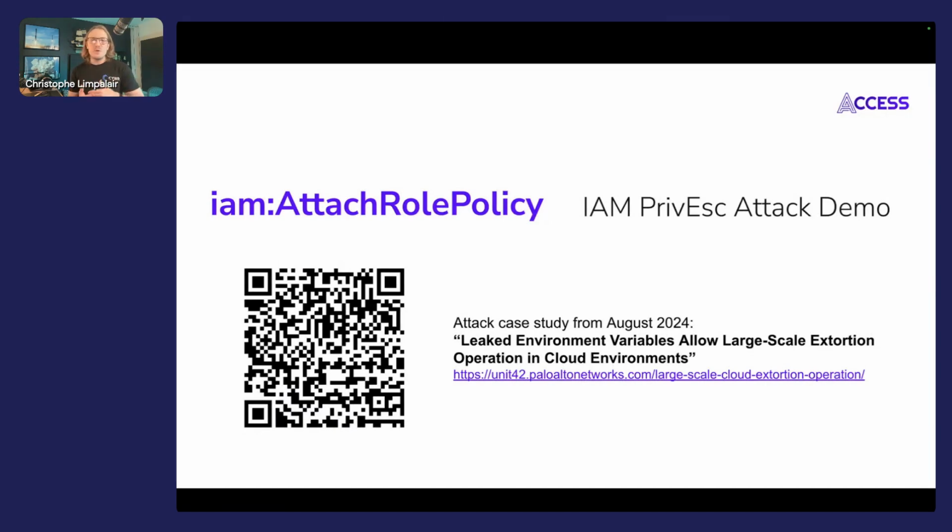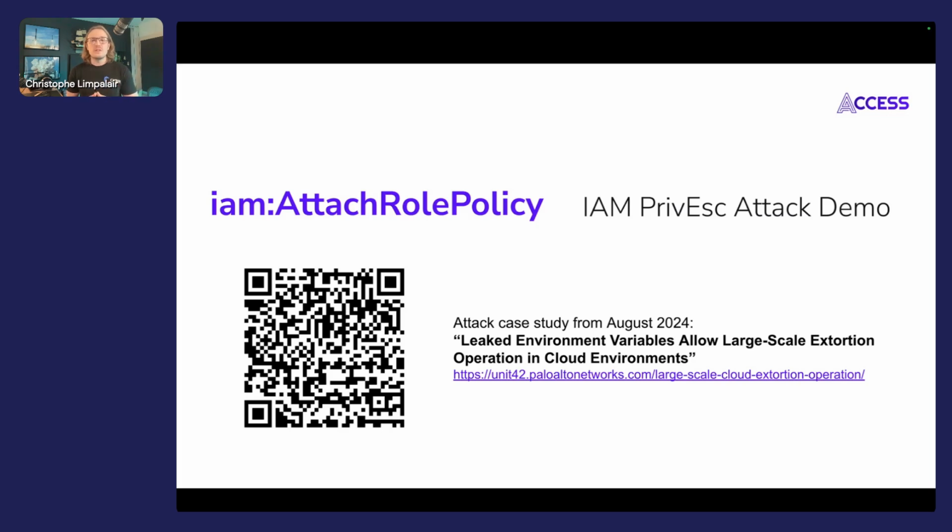And then in August, I woke up to an email of an article called Leaked Environment Variables Allow Large-Scale Extortion Operation in Cloud Environments. It's a report by Unit 42 of Palo Alto Networks, where they worked with one of their clients, I believe, and uncovered this attack and did a detailed report of it. And that attack used the exact attack that we're going to demonstrate in this demo and live environment.